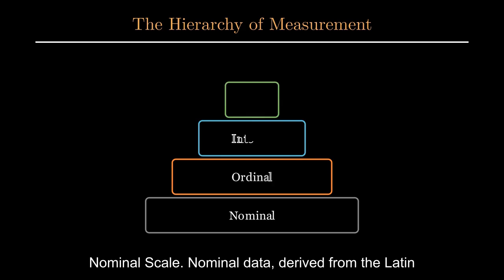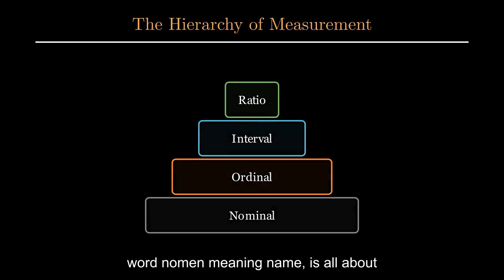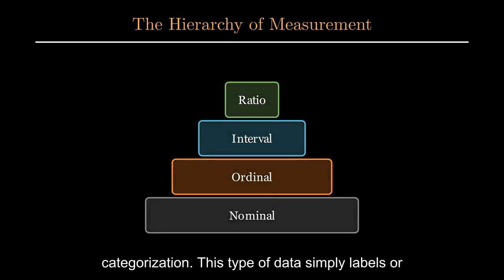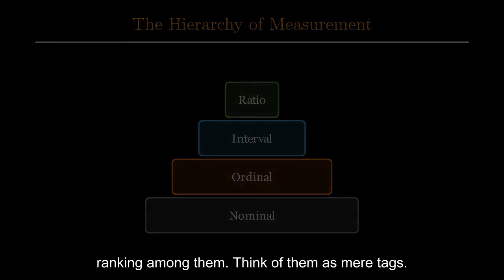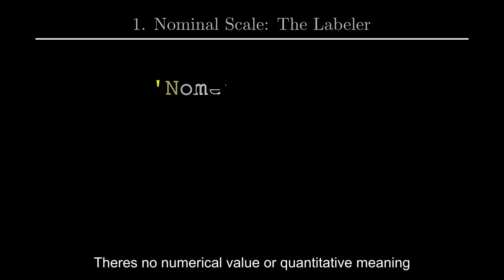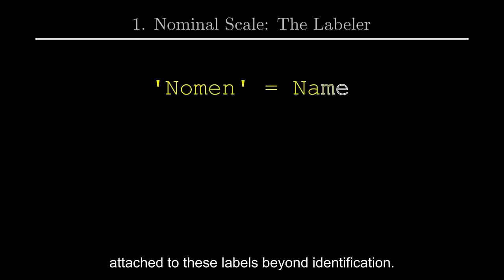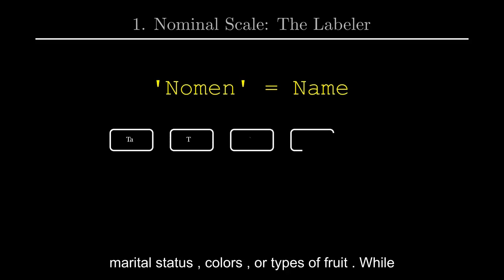Nominal data, derived from the Latin word nomen meaning name, is all about categorization. This type of data simply labels or categorizes attributes without any inherent order or ranking among them. Think of them as mere tags. There's no numerical value or quantitative meaning attached to these labels beyond identification. Classic examples of nominal data include gender, marital status, colors, or types of fruit.